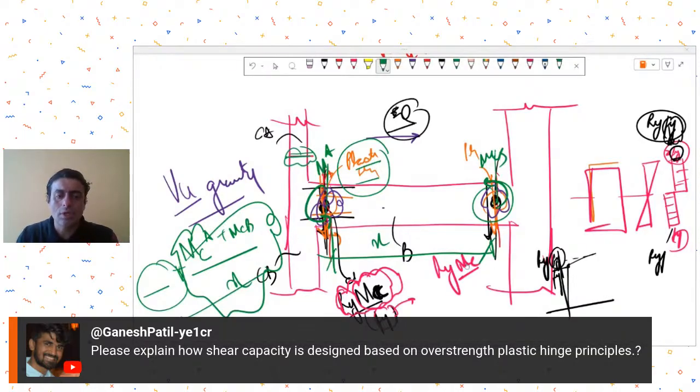So this in short is the capacity shear for which we design our beams mainly. In fact, we design columns also based on the same principle, but it's important mainly for beams. So this is the principle that we use for design of beams, especially for this kind of a capacity shear.